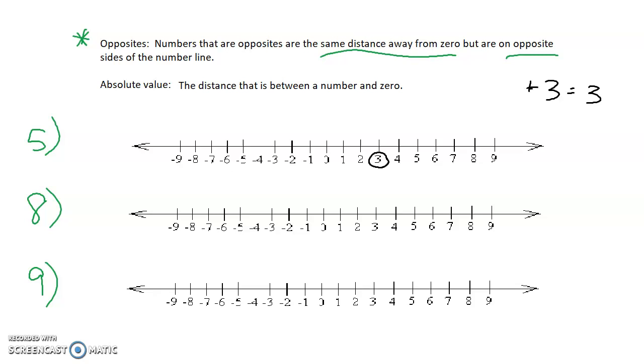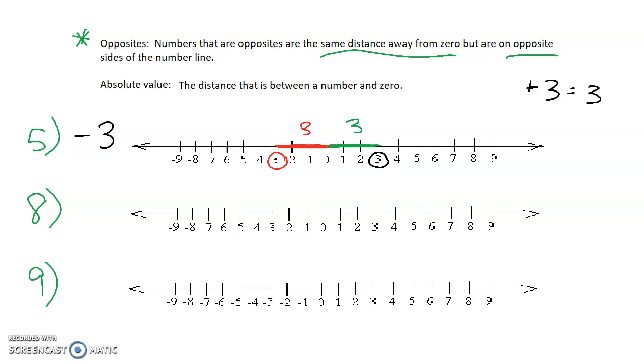Okay, so the opposite of 3 is going to be the number that is the same distance away from 0. 3, or positive 3, is going to be 3 spaces away from 0 in the positive direction. So we want to know what number is 3 spaces away in the negative direction. If we move negative 3 spaces, we are going to land at negative 3. So the opposite of 3, or positive 3, is going to be negative 3.